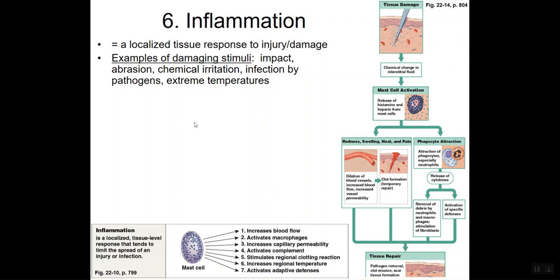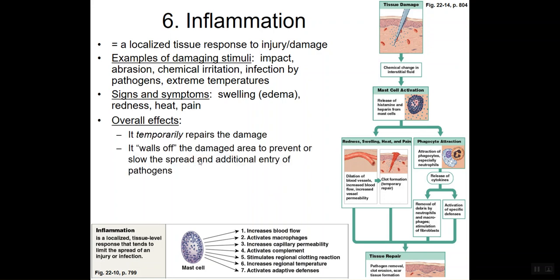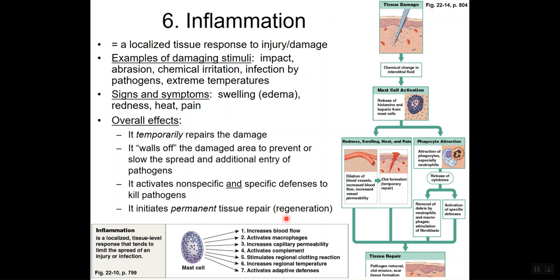So if we were to summarize, there's our symptoms. We get a temporary repair. We try to wall off the damaged area. Both non-specific and specific cells and defenses will be activated. And then the hope is that you transition from this temporary repair to more permanent repair down the line. And this is another way to summarize all those different things we just talked about, over in this flowchart.